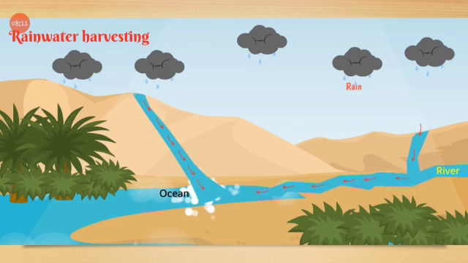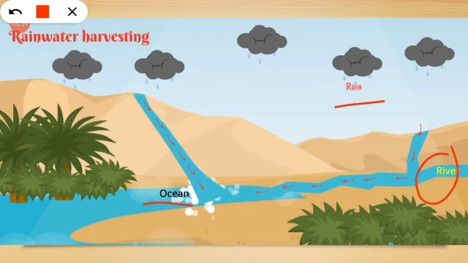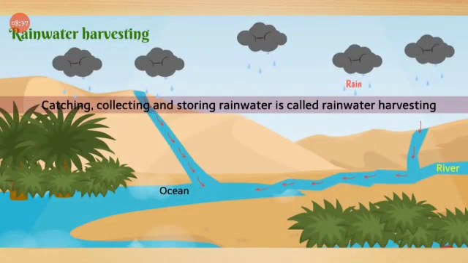Basically, water comes to the surface with the rain. However, it gets collected in the river, which ultimately falls into the ocean, which means the usable water is lost in the ocean. We can catch the rainwater and prevent it from flowing into the ocean. Catching, collecting and storing rainwater is called rainwater harvesting.